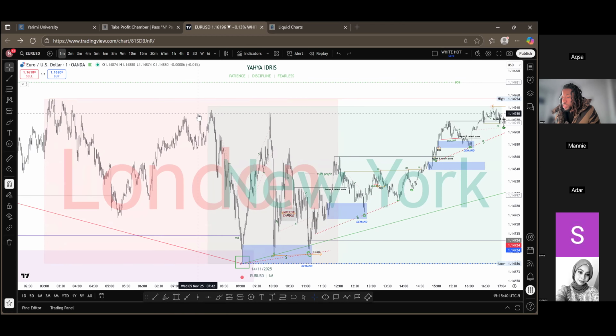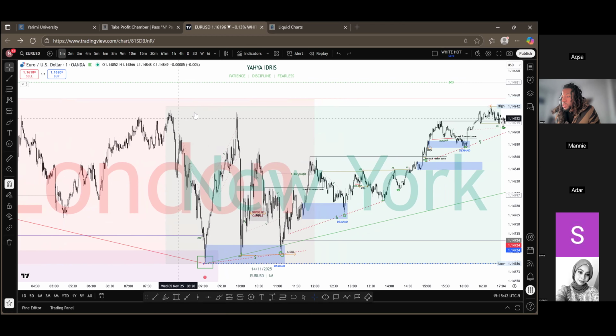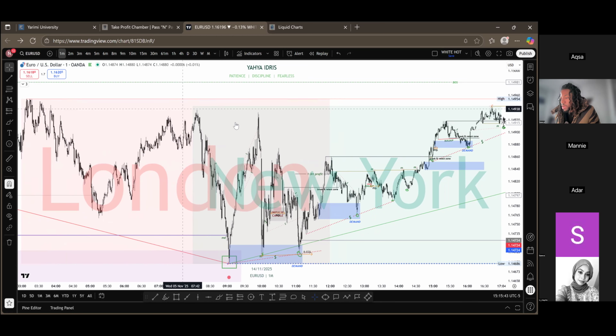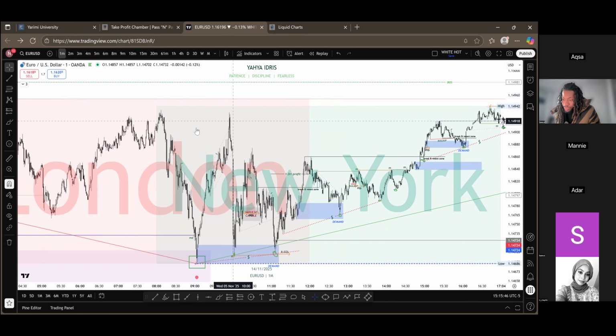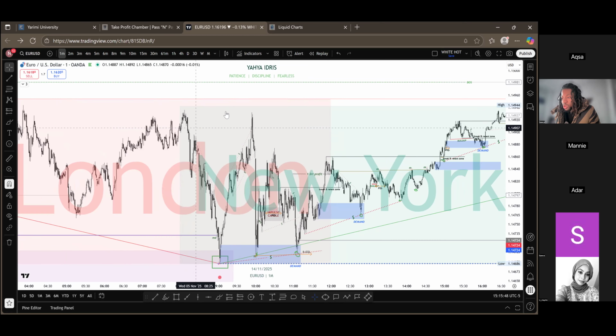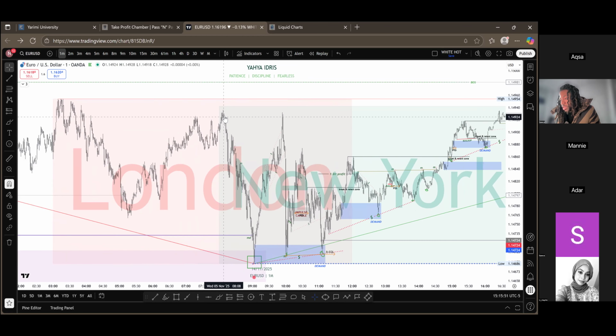Okay, this was a London high. I'm sorry, so this was a London high that price came and retested. Now, what significance does this have? This is a lower high. This lower high versus a medium inducement.